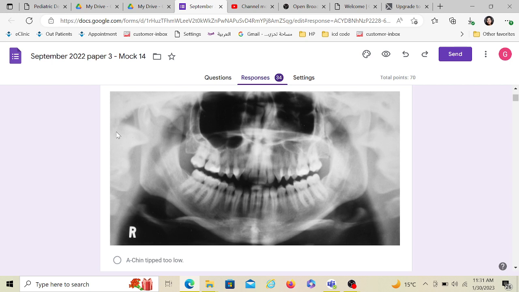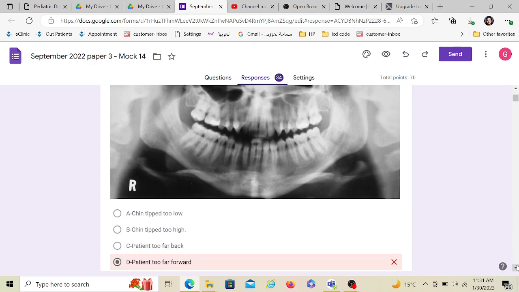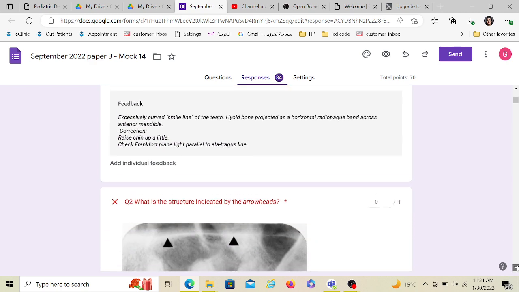So go through all the images, go through all the errors. So this particular radiograph, the chin is very close to the edge. So it is chin tipped low. You cannot say that the patient is placed very forward because the condyles still have a distance from the edge of the film. If the patient was placed too forward, then the condyles would be out here near the edge of the film. Understood? So this becomes the answer. Chin is tipped too low.